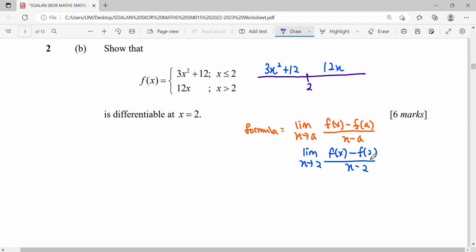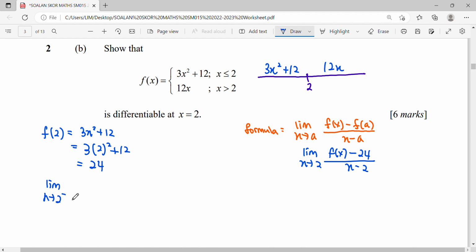So look at the formula here. The first thing we have to achieve is f(2). So where's the coordinate for f(2)? When x equals to 2, the coordinate happens at 3x squared plus 12. So 24 means what? This is equal to 24. So we're going to evaluate our limit when x approaches 2 from the left hand side first.